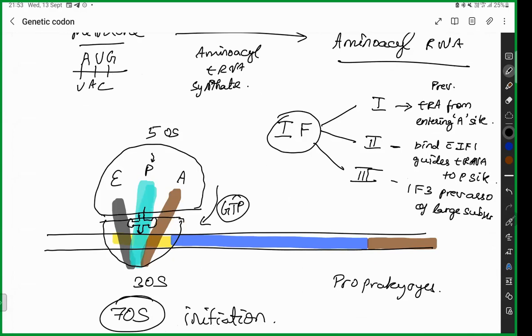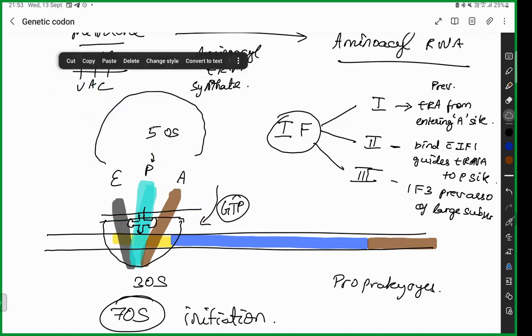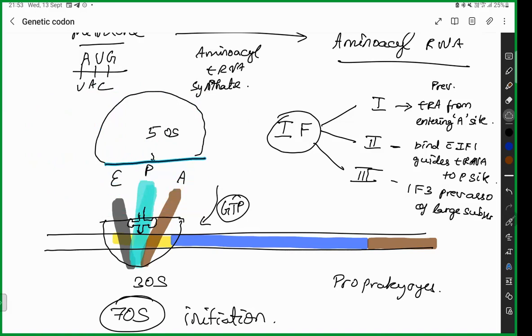So you have larger unit, smaller unit. First, the larger unit and smaller unit are going to be separated. They will be like this, different, separate units. That's what I want you all to remember.